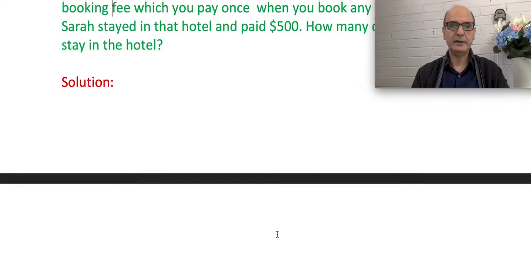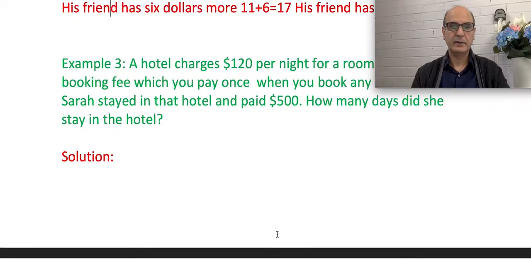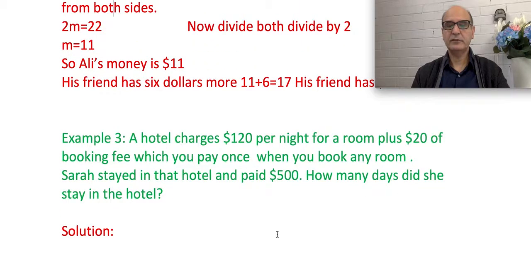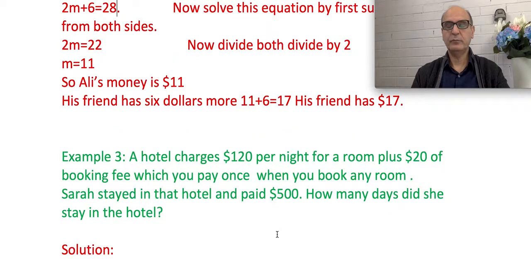Example 3. A hotel charges $120 per night for a room plus $20 of booking fee, which you pay once when you book any room. Sarah stayed in that hotel and paid $500. How many days did she stay in the hotel?